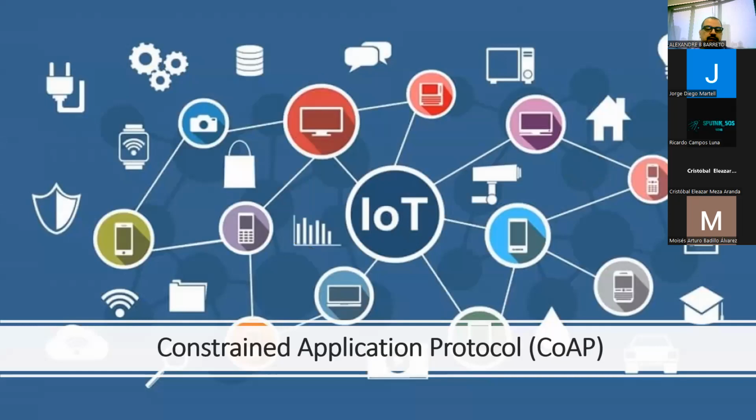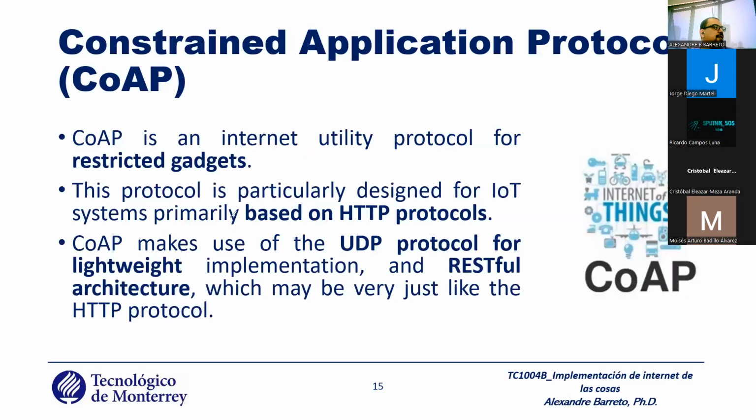The first is the Constrained Application Protocol, the CoAP. The CoAP is an internet utility protocol for restricted devices, okay? You use this protocol only in very, very, very restricted devices, okay? Today, it's not so common to use, okay? But we used it in the past. The protocol uses HTTP to transport the data. Do you know what HTTP is? Who does not know what HTTP is?